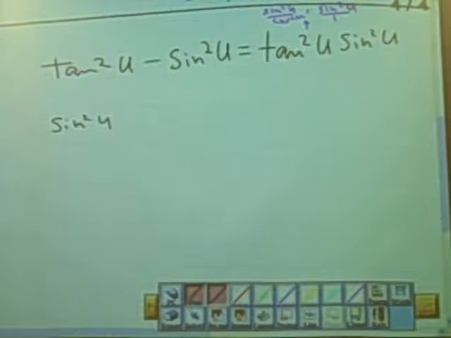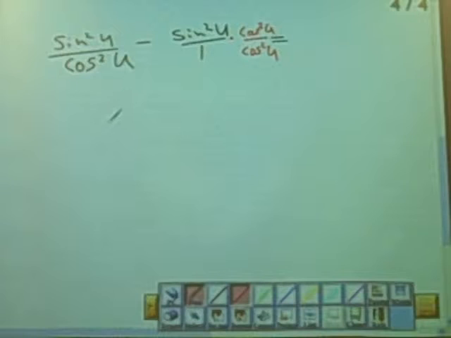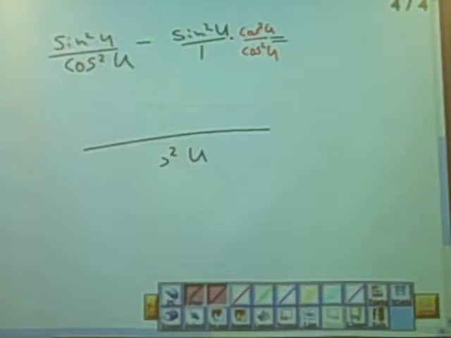So here's sine squared u over cosine squared u minus sine squared u, and we'll put that over 1. So that means we need to get a common denominator. We're going to multiply that times cosine squared u over cosine squared u, and then we can combine them. So here we have one common denominator of cosine squared u, and we've got sine squared u minus sine squared u cosine squared u.